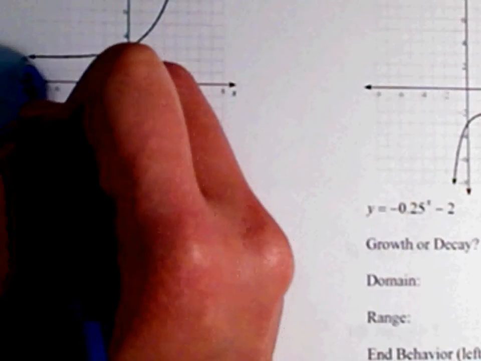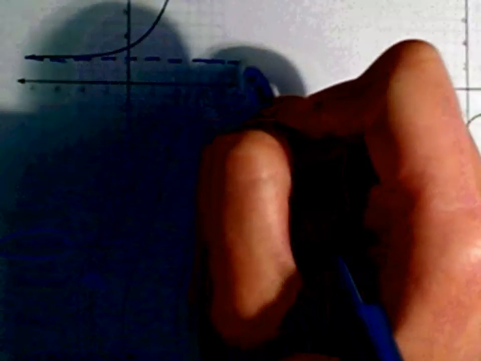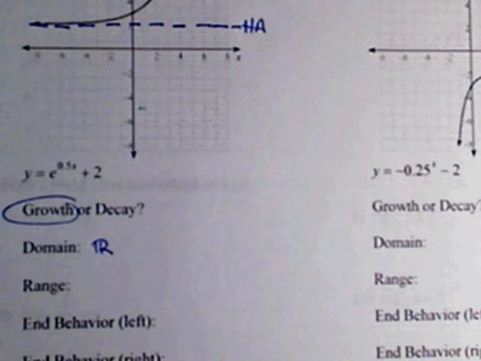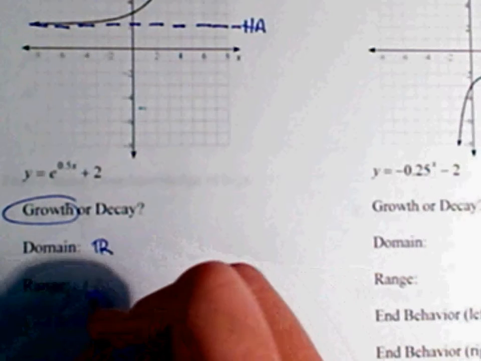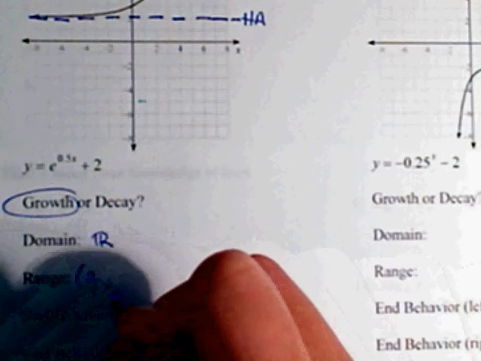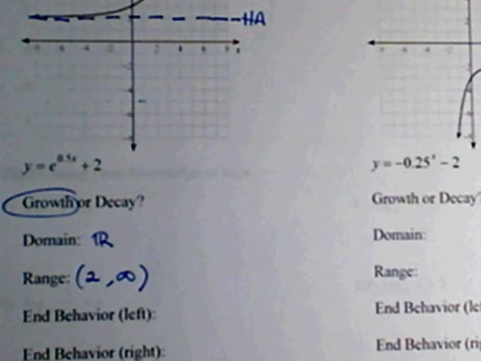For your range, take a look. This is your asymptote right there. You see how it's approaching it, but it never crosses? There's your horizontal asymptote. So what is your range? Your range starts at 2, not including 2, and it's going to go all the way up to positive infinity, okay?